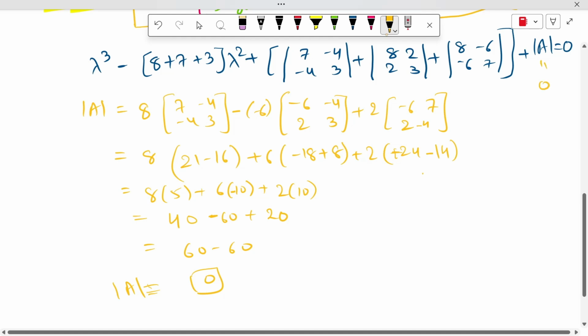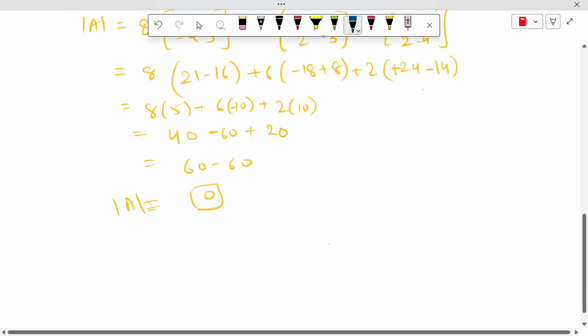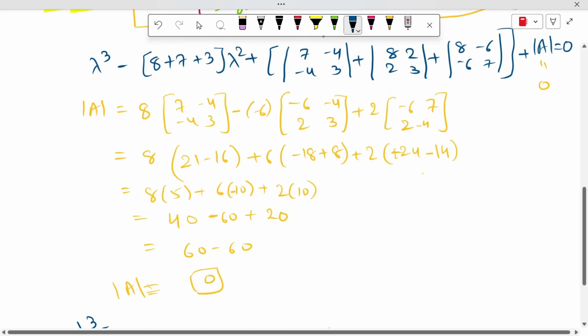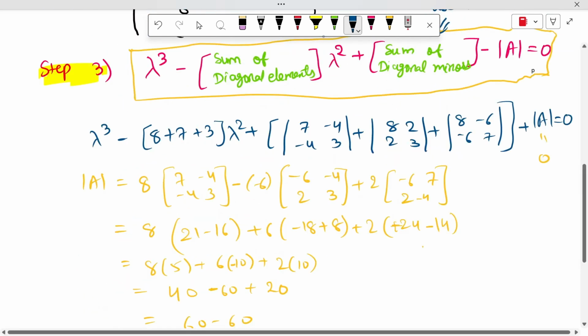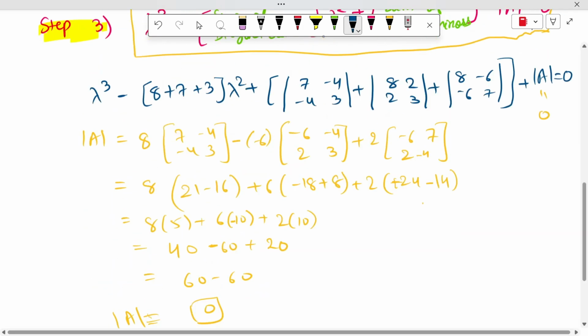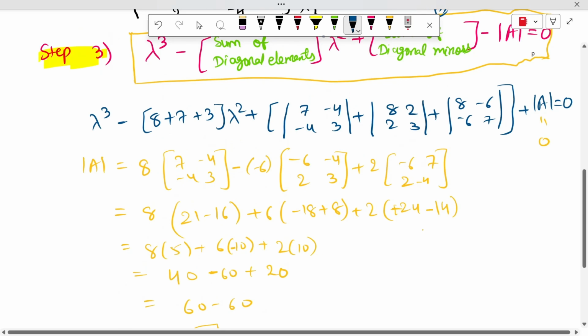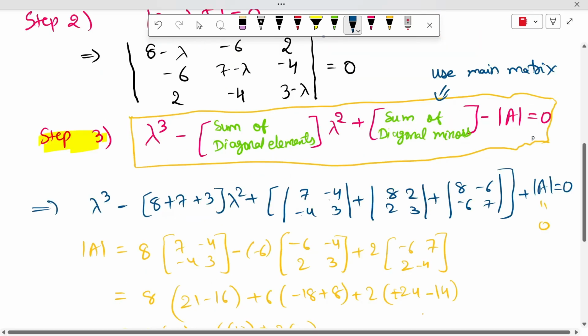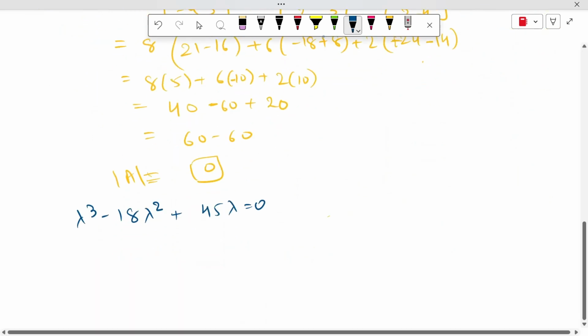Now solving the above equation further, we will get lambda cube minus 18 lambda square plus 45 lambda is equal to 0. You can solve this easily. Now solving further, we get lambda square minus 18 lambda plus 45 is equal to 0.